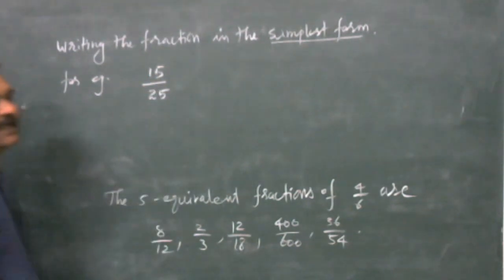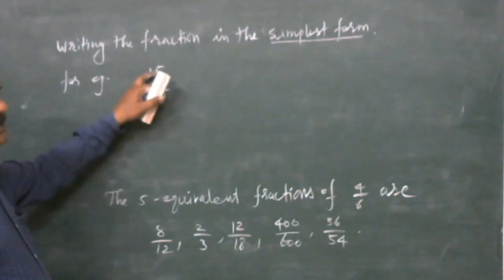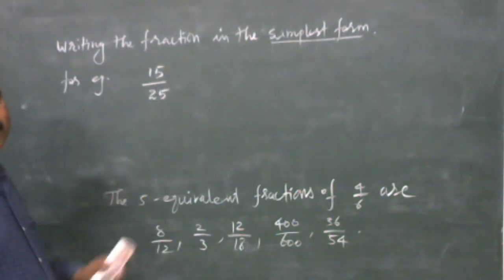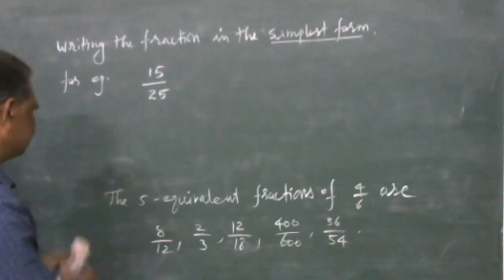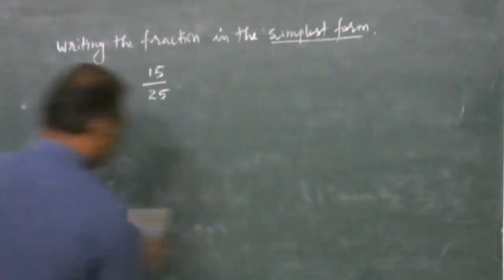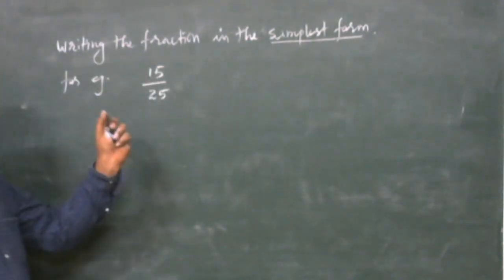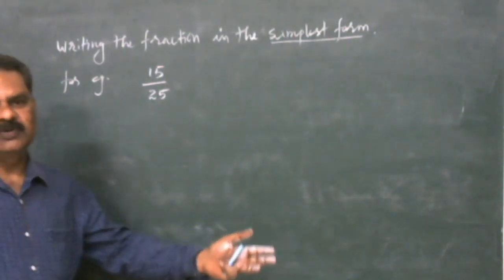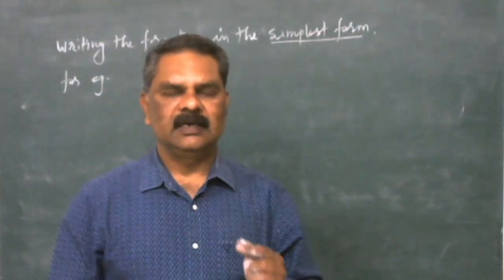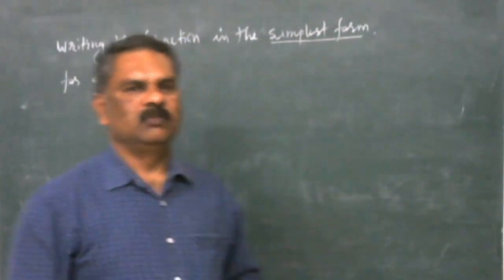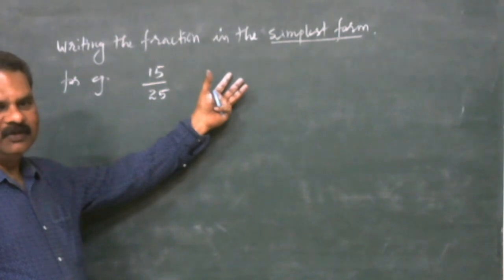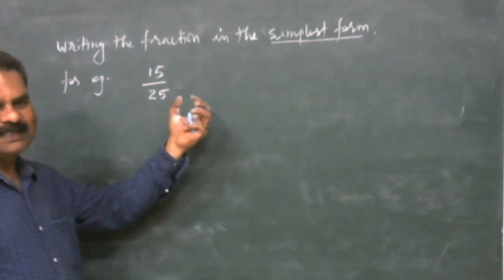This fraction is not in the simplest form. So what to do? To express this fraction in the lowest terms, simplest form, we need to reduce it. How do you reduce this bigger number into a smaller number? I have already told you the rules for equivalent fractions. You have to either multiply or divide both numerator and denominator by a non-zero number. Multiply, it will become a bigger number. So, if you want to reduce it, you should always divide.